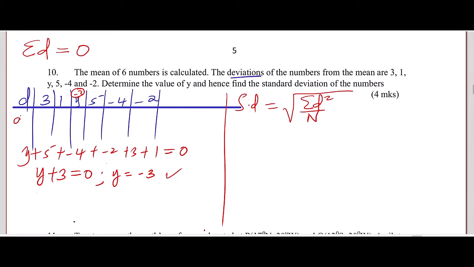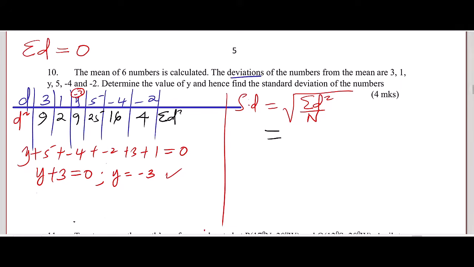So we need to get the deviations squared. We square all these deviations. The first one is 3 squared, which is 9. The next is -3 squared, which is 9. We have 25, we have 16, and the other one is 4. You square the deviations.